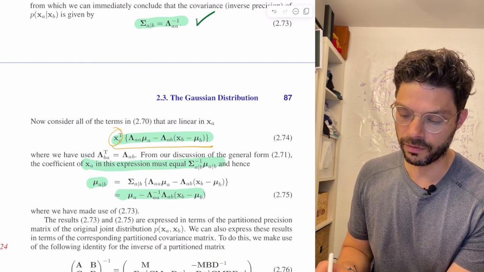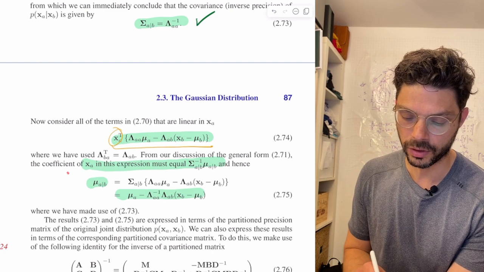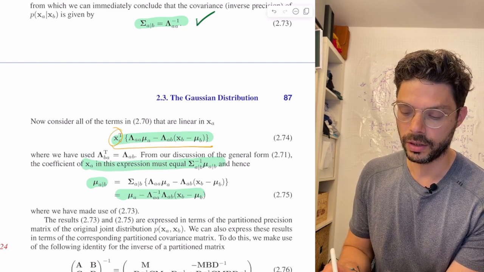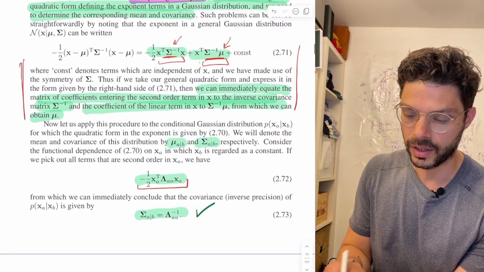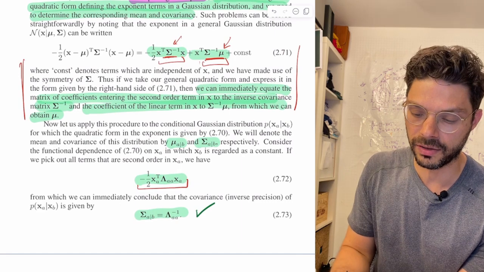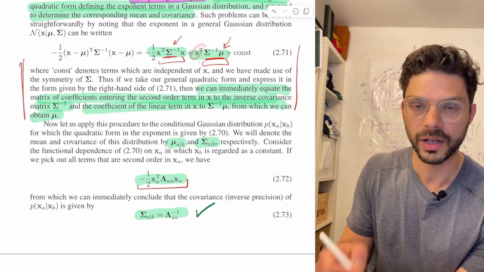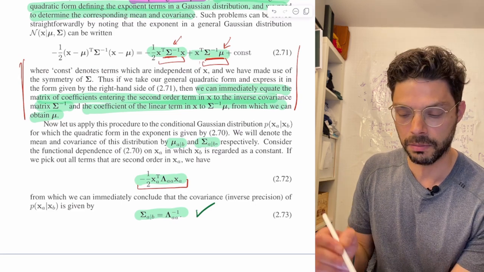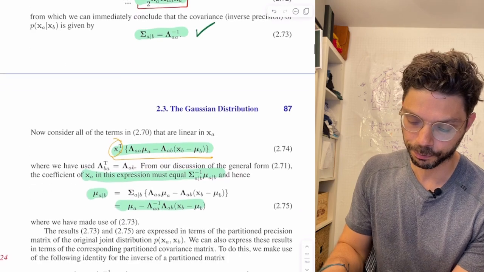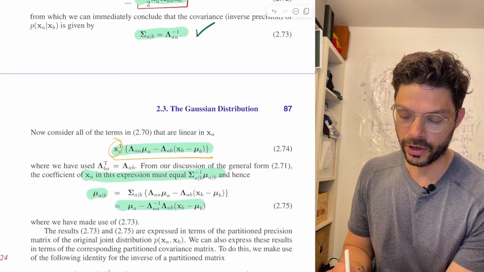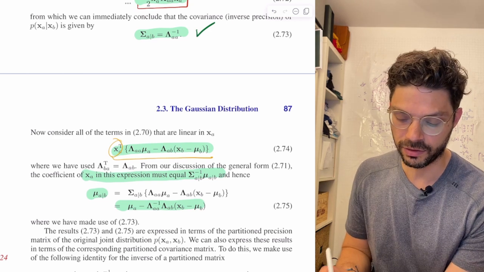Okay. So now, from our discussion of the general form 2.71, the coefficient of xa in this expression must equal the precision times the mean. So again, we're just saying, in Gaussians, whatever is multiplying the linear term is the precision times the mean of the distribution you're interested in. And we already have the precision. We just got it. So this will allow us to get the mean.